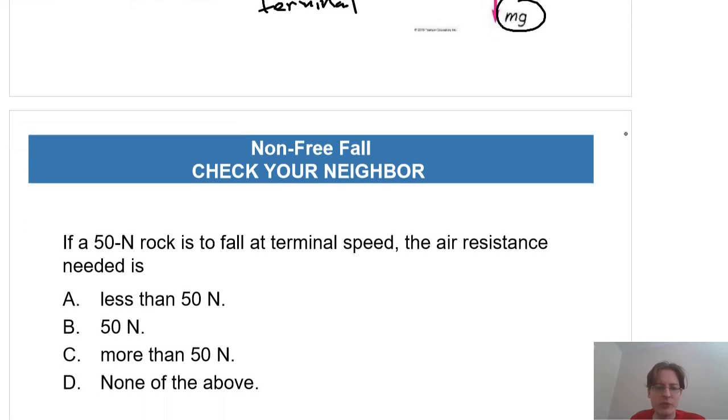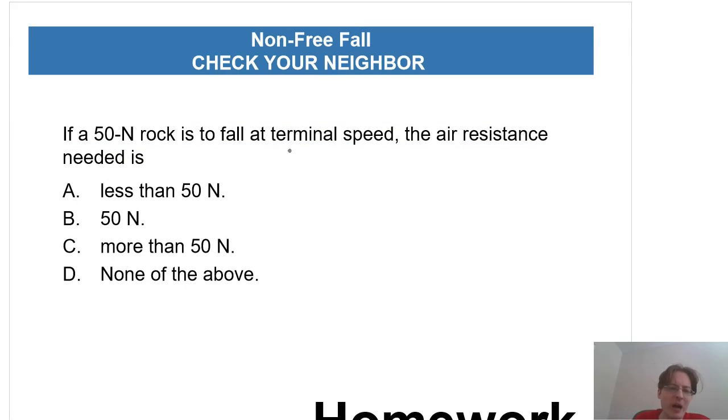Okay, some questions. If a 50 Newton rock is to fall at terminal speed, what is the air resistance needed? Pause it, work it out. Okay, welcome back. It weighs 50 newtons. When we say a 50 Newton rock, that means the weight is 50 newtons. If it's going to fall at terminal speed, that means the net force has got to be 0 on it, so that the acceleration is 0 and it's no longer gaining speed anymore.